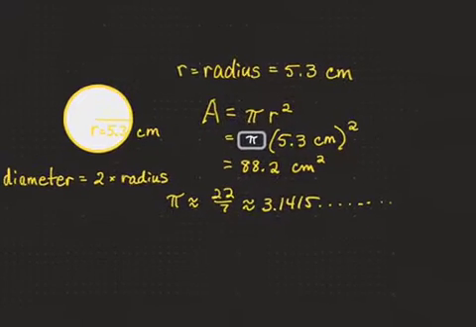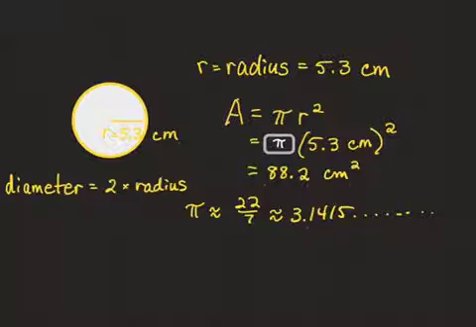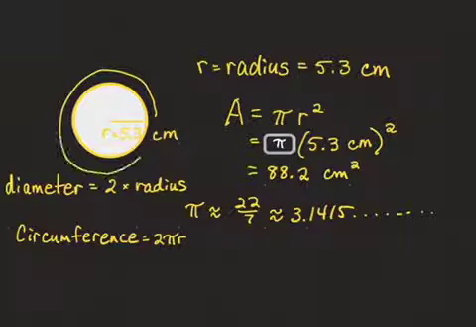Also remember that the diameter equals 2 times the radius. Sometimes you may be given the measure of the diameter instead of the radius. Also, you might need to remember that the circumference, or the distance around the circle at the outside, is equal to 2 pi r. Notice going around, we are measuring a length. The radius is not squared. When you're talking about the circumference, it's 2 pi r.